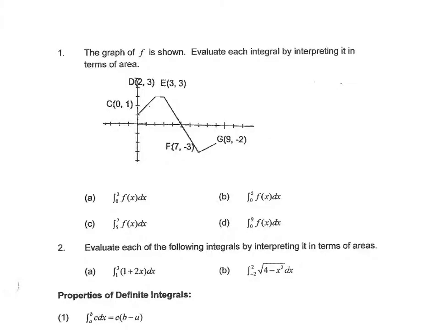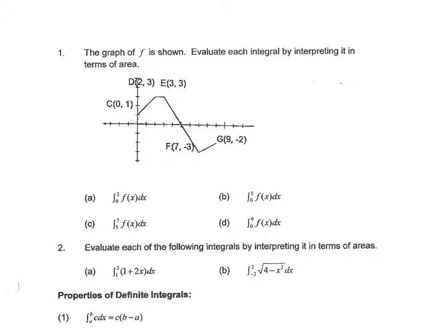Let's go to the next one. But first, what we want to do before we do that is evaluate by interpreting in terms of area. So we'll do a couple, and then we're going to talk about the rules. When we're looking at the definite integral from 0 to 2 of f of x dx, and we want to evaluate it by interpreting in terms of area, that means you're going to start at 0 and go to 2.